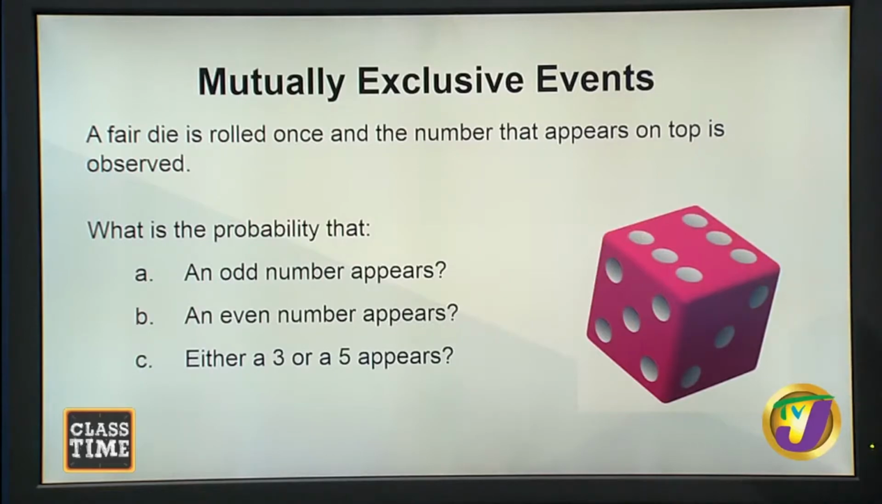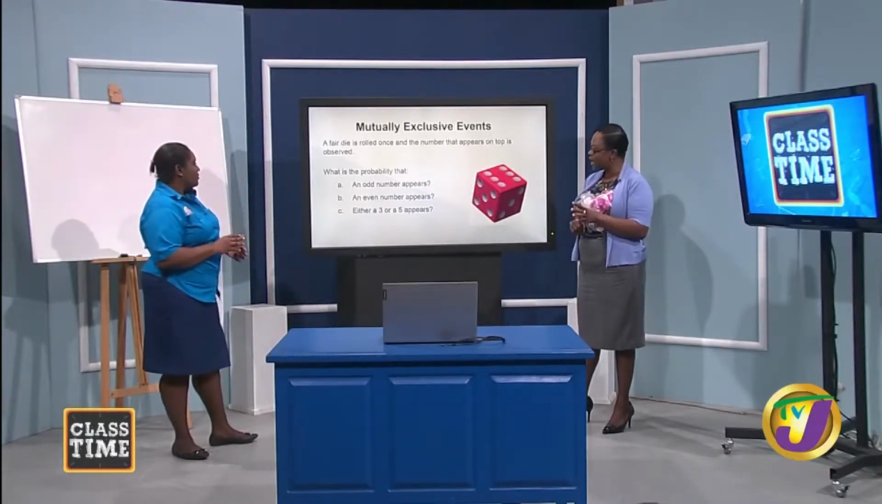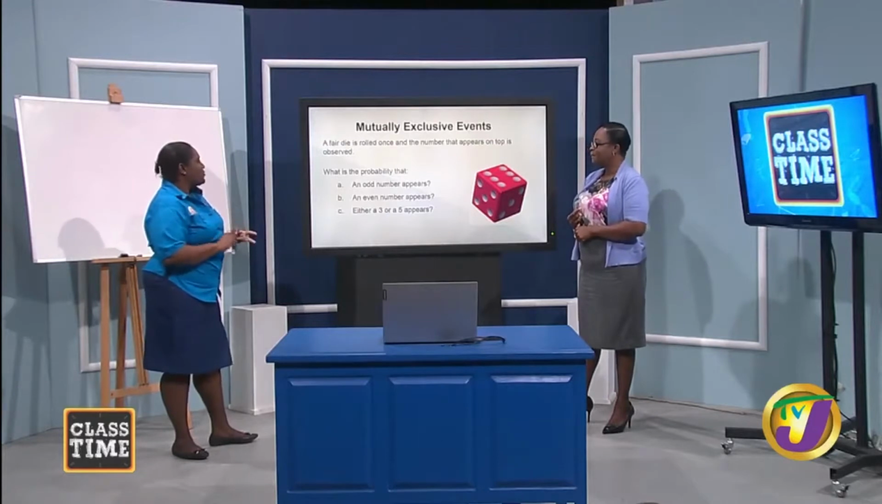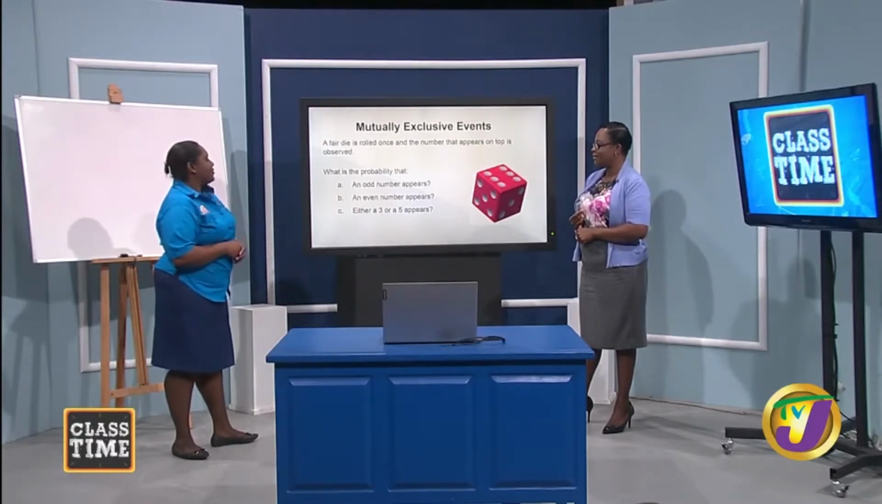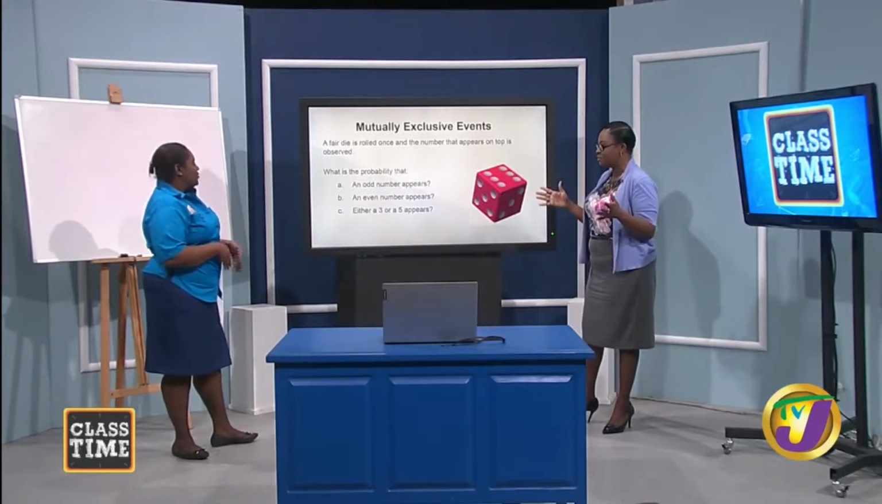Now, Denise. What are the numbers that come on a dice? 1, 2, 3, 4, 5, 6. Okay. Good. So that's a sample space. That's the options that are available. Those are the chances.